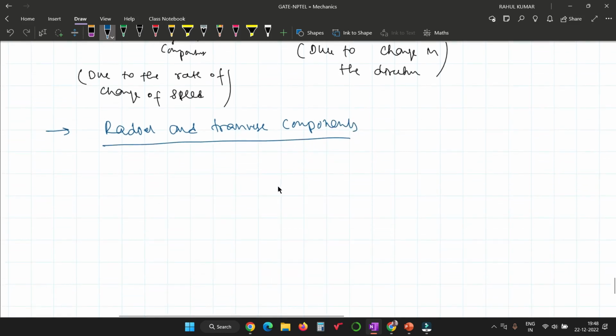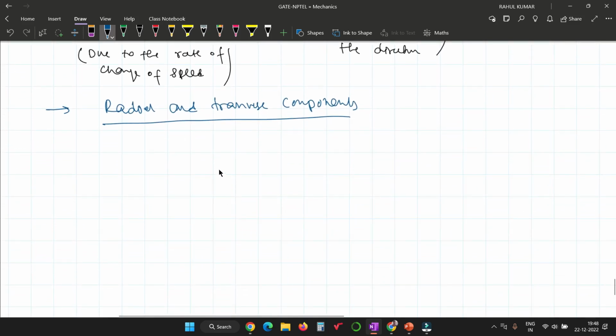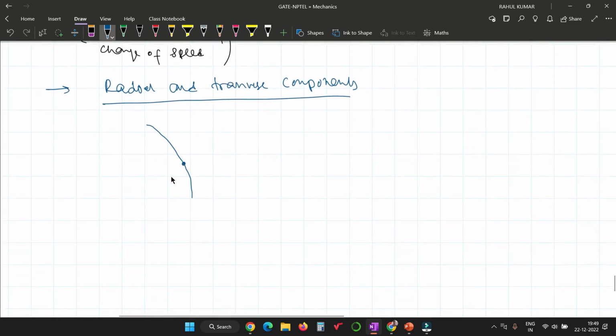Sometimes you have to resolve the velocity or position into two components, not only in rectangular components. You also have to resolve in radial and transverse components, and sometimes it becomes very handy. Suppose the particle is following this path. At point P, the position is r equal to r er, where the direction vector is er and the tangential vector is et.